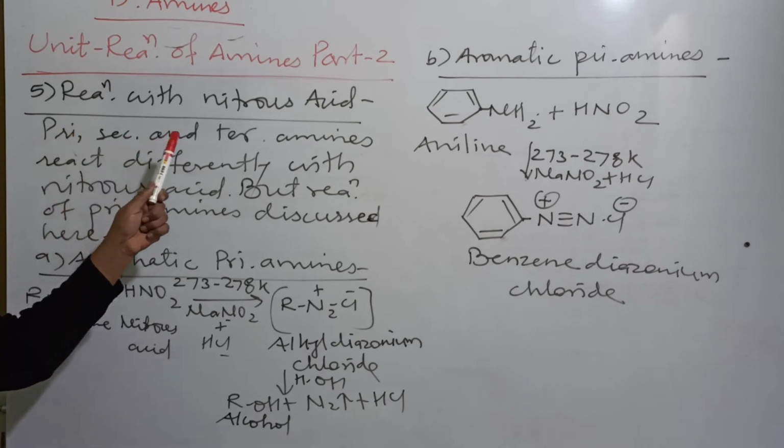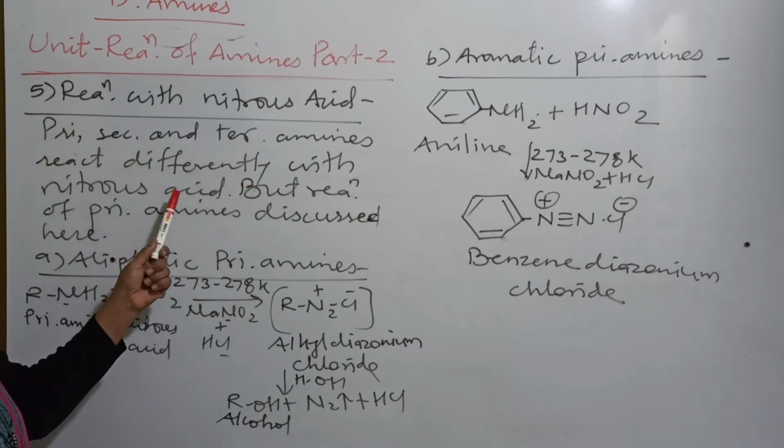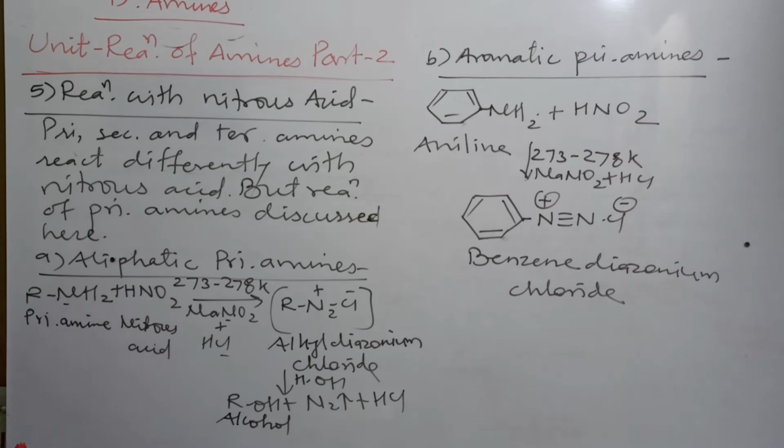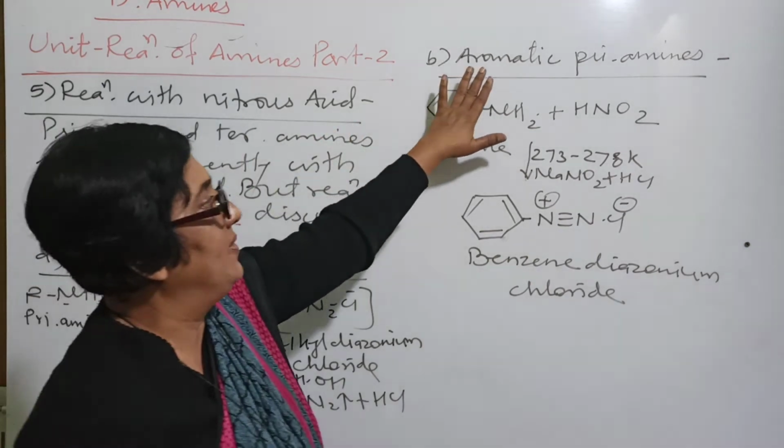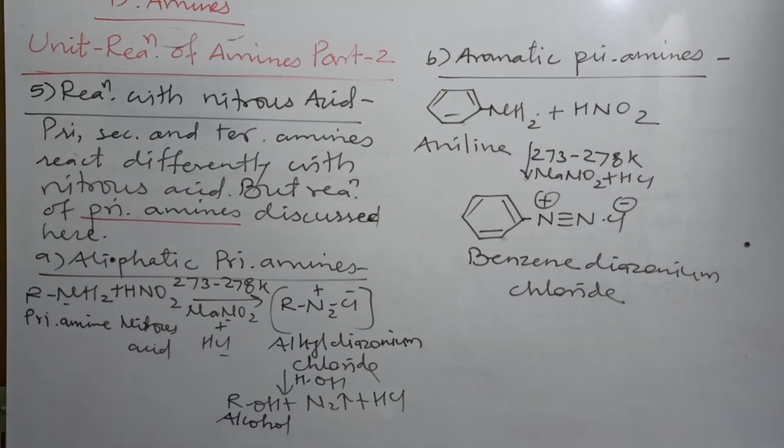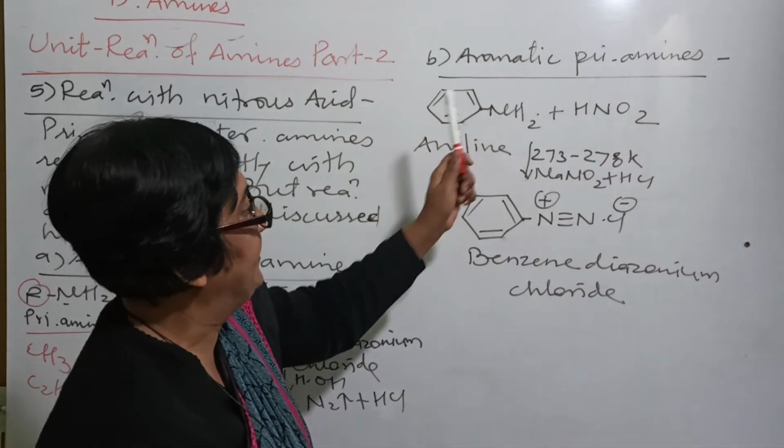The primary, secondary and tertiary amines react differently with this nitrous acid, but in your syllabus only primary amines are discussed here because it is in the scope and limitation of this topic, and two different amines, primary amines, that is aliphatic and aromatic amines, are taken here as examples. Here the general reaction is shown, RNH2 primary amine. In place of this R, you can take methyl group and write the reaction. You can take ethyl group, okay? Or in aromatic amines, the aniline can be taken.